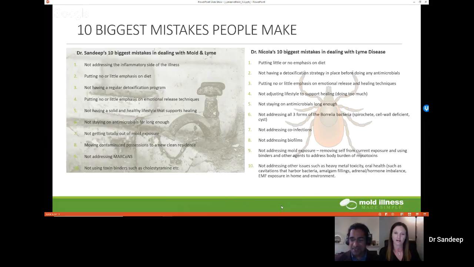So I don't want to frame this negatively, but they're just little learnings that we've had as clinicians because we've dealt with lots of people and we've looked at lots of cases.